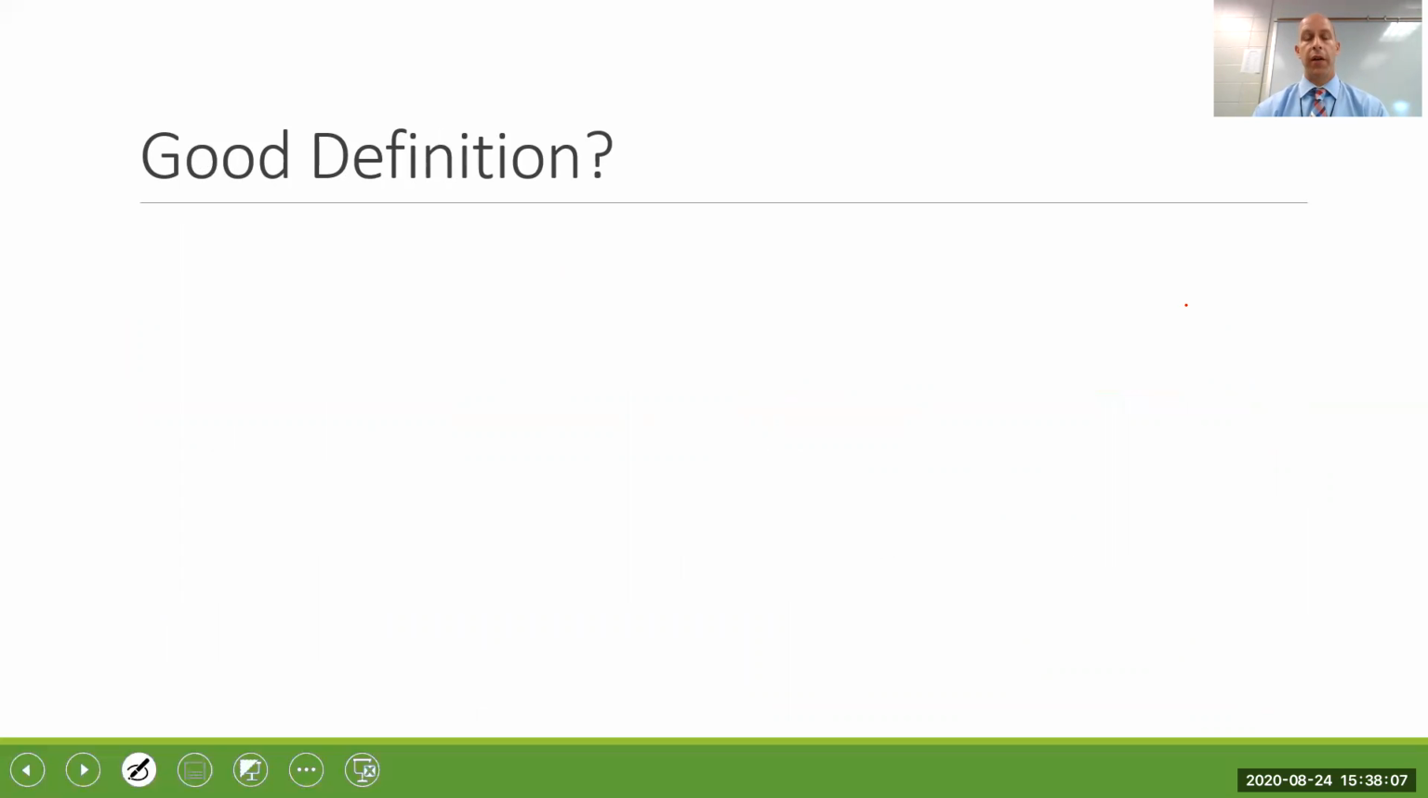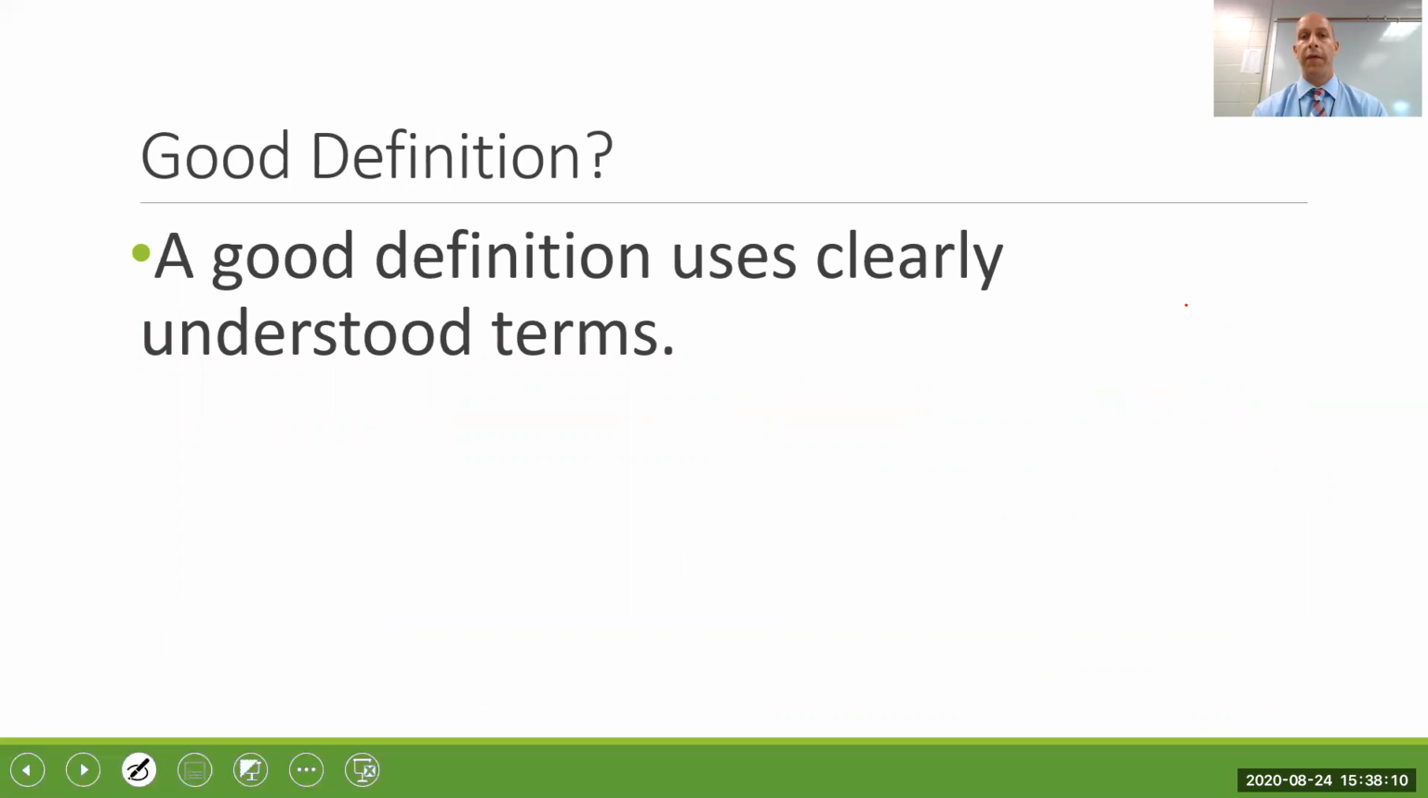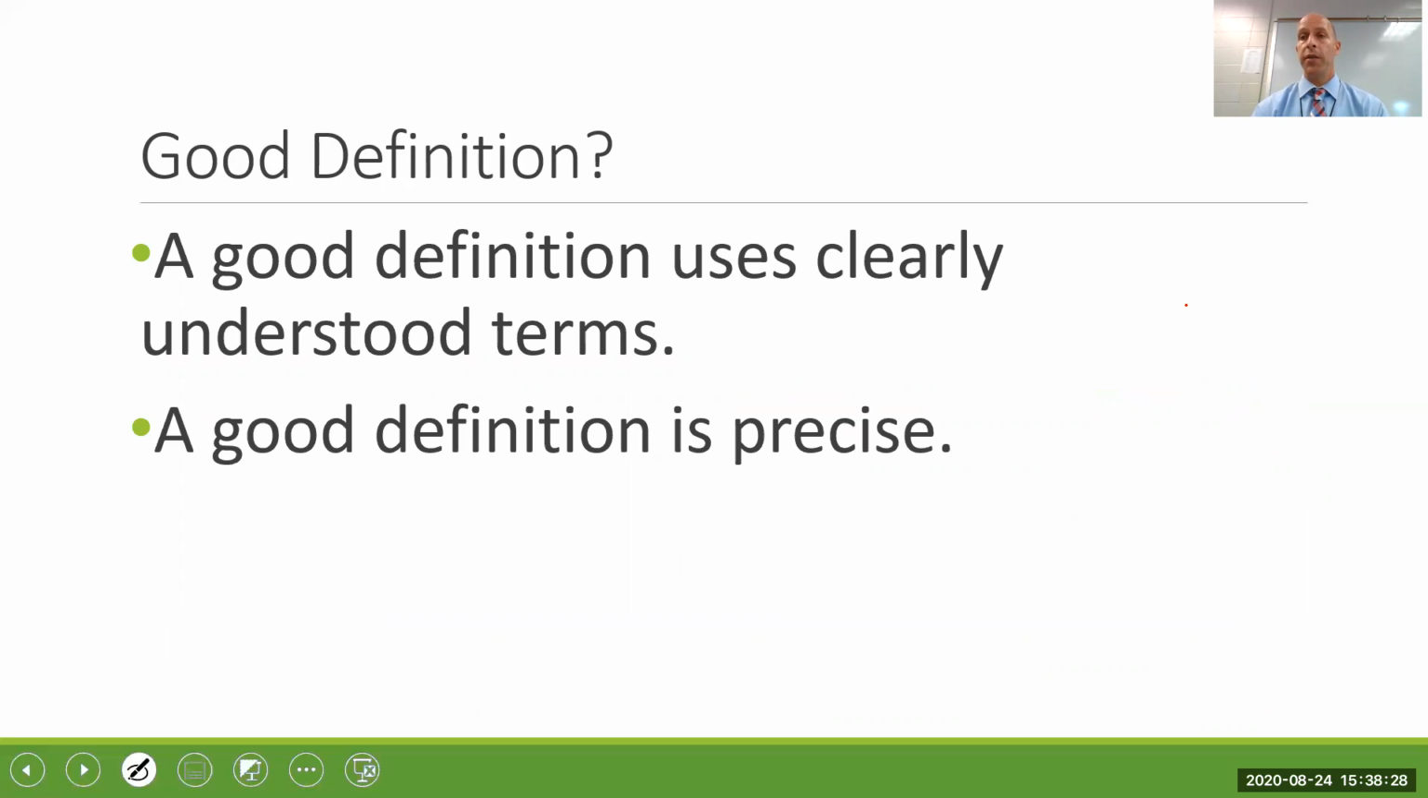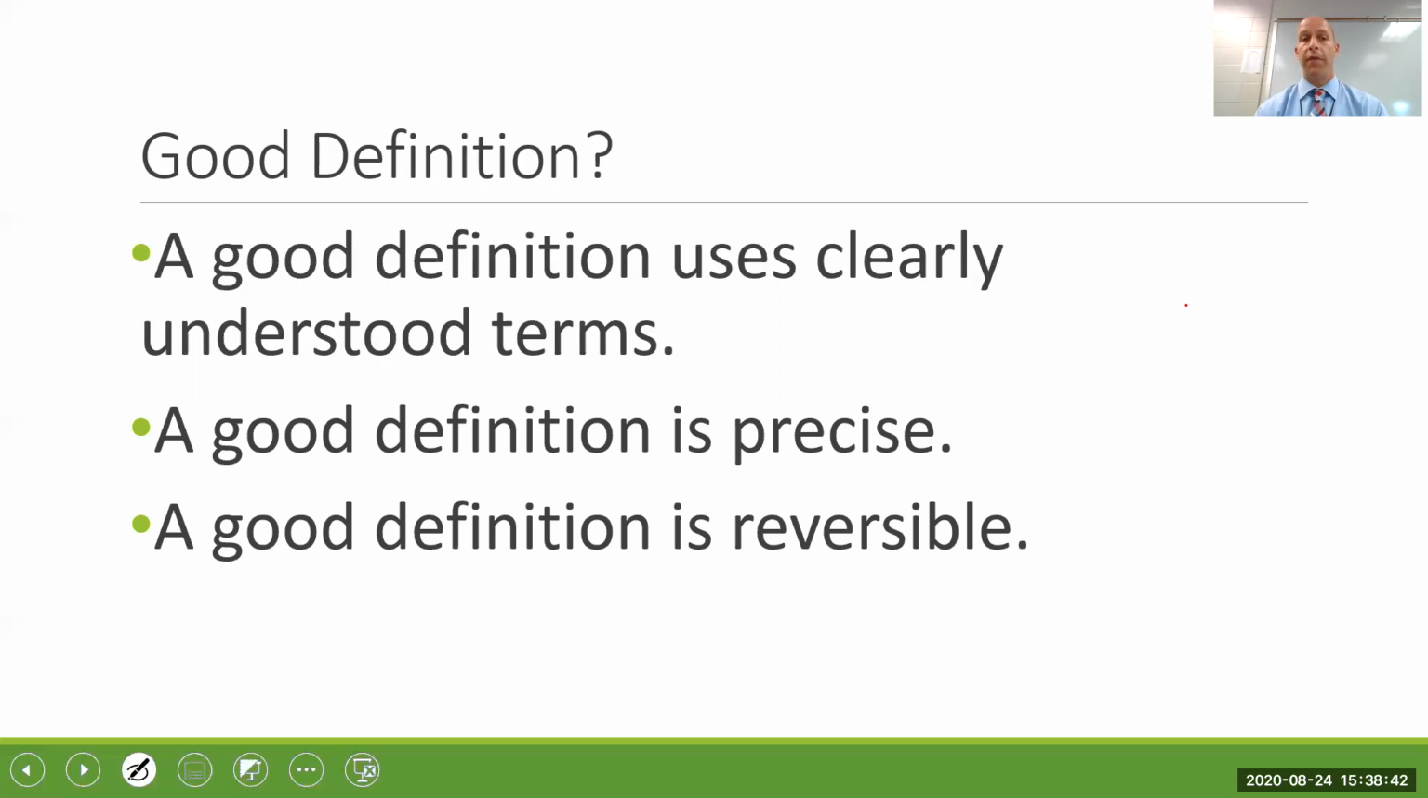So what makes a good definition? Well, a good definition is one that uses clearly understood terms. If we use terms that we've defined and they're clearly understood, that's nice. It's not going to be a good definition if we use words that no one understands. A good definition is precise. We want to be able to differentiate what something is based on its definition versus what is not. And finally, we want the definition to be reversible.